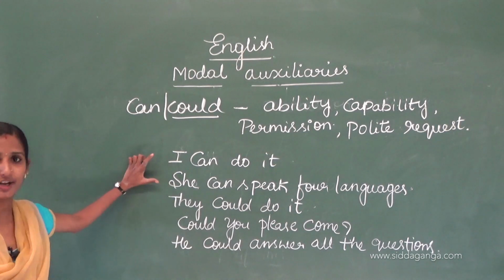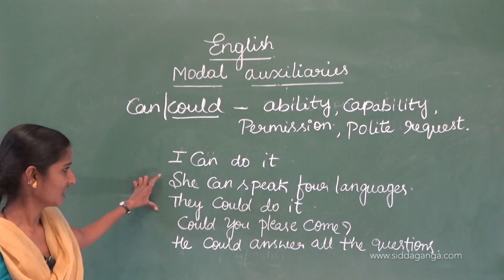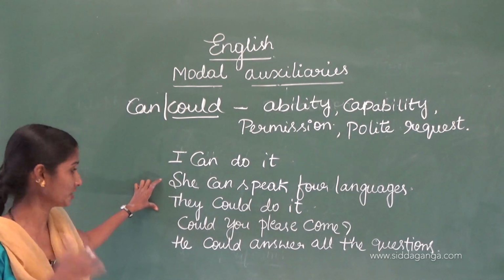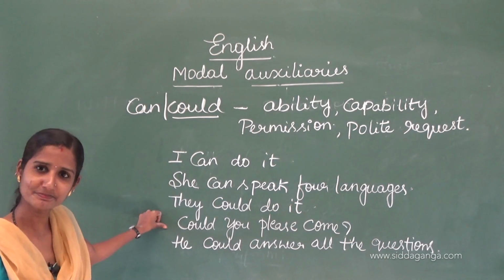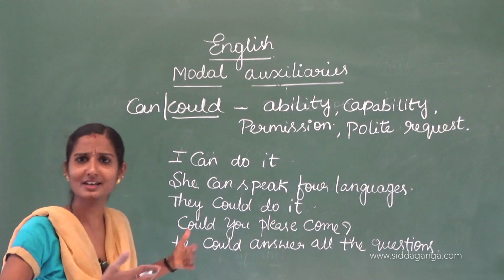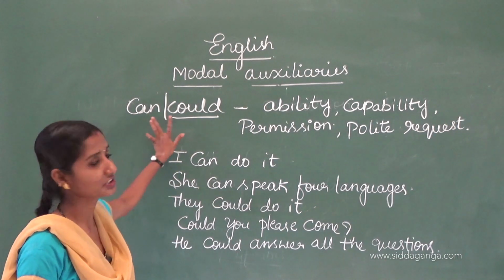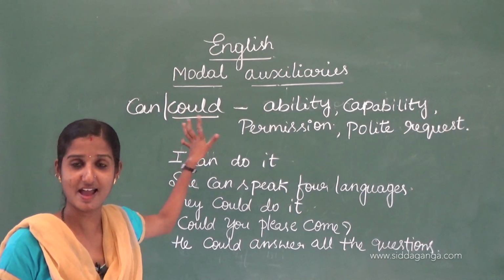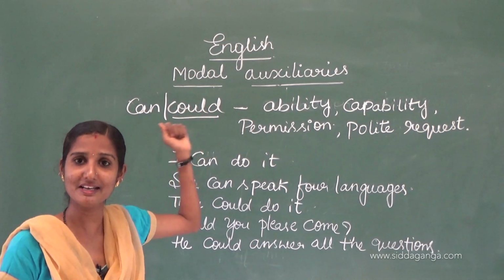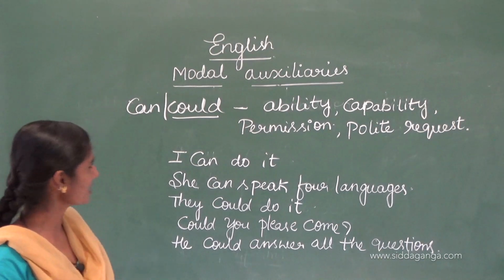So here, I can do it. Ability. She can speak 4 languages. Capability. They could do it. Could you please come? Request. It's a polite request. Okay. You can leave. It's a permission. Like that we can use can and could. I can. First it expresses the ability. It expresses the capability. Okay. So these are the usage.